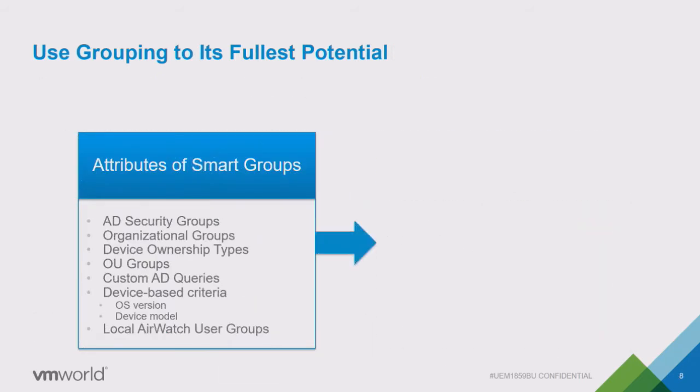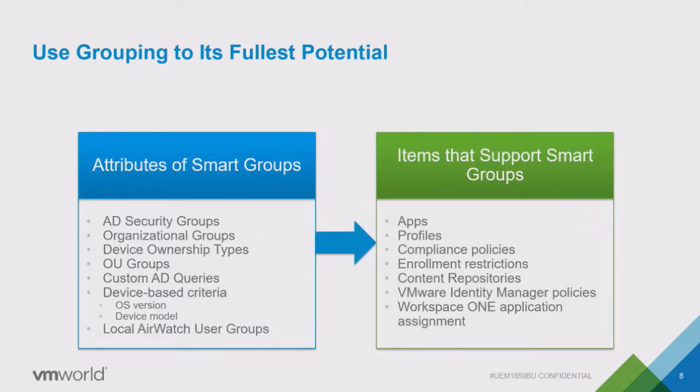Just in terms of some of the attributes that you can use inside of smart groups: AD security groups, organization groups that we mentioned before, different device ownership types, custom AD queries if you choose to do that. But the biggest one that we often see for smart groups especially is device-based criteria. I want to take a specific attribute or a specific aspect of the device and use that as part of my criteria for deploying applications down, whether it's an ownership type, an operating system version, or a device model.